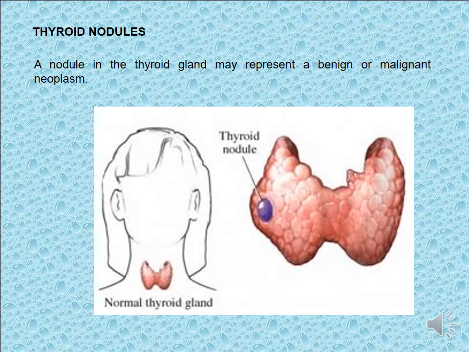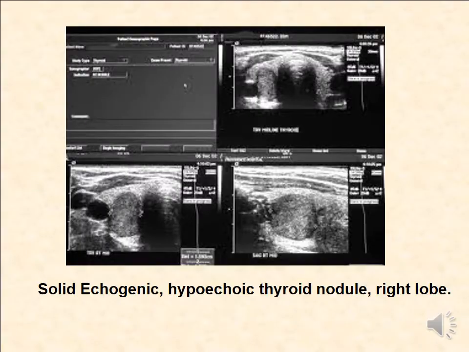Other conditions are called thyroid nodules. A nodule in the thyroid gland may represent a benign or malignant neoplasm. This figure shows a solid hypoechoic thyroid nodule in the right lobe. We can see in the ultrasound that it has a radiolucent appearance. This is for thyroid nodules.